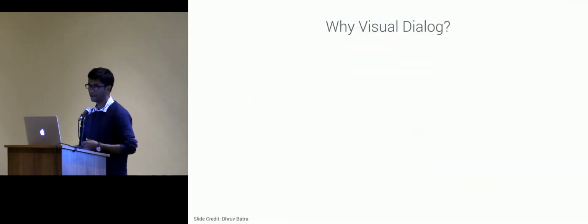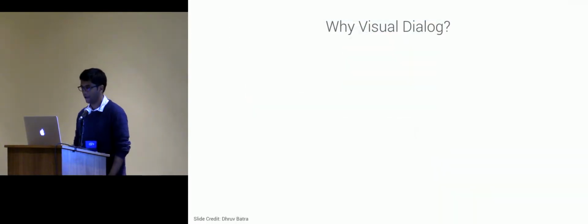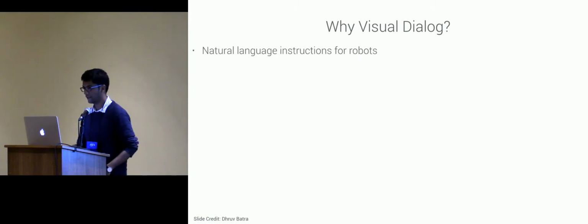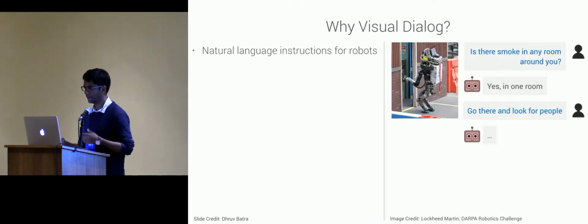So why do we care about this task of visual dialogue? So this has wide-ranging applications. So for example, if there's a robot that's in some sort of a hostile environment, natural language is a very intuitive interface to be able to talk to that robot and instruct it to go to a specific room or ask questions about its environment.